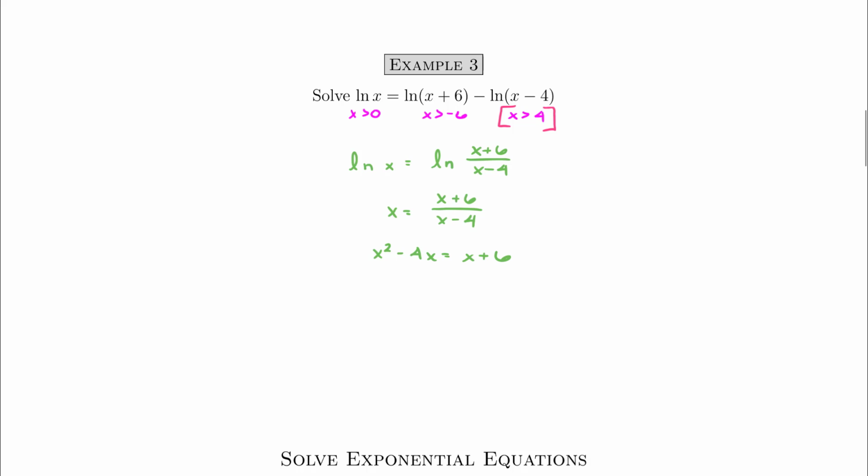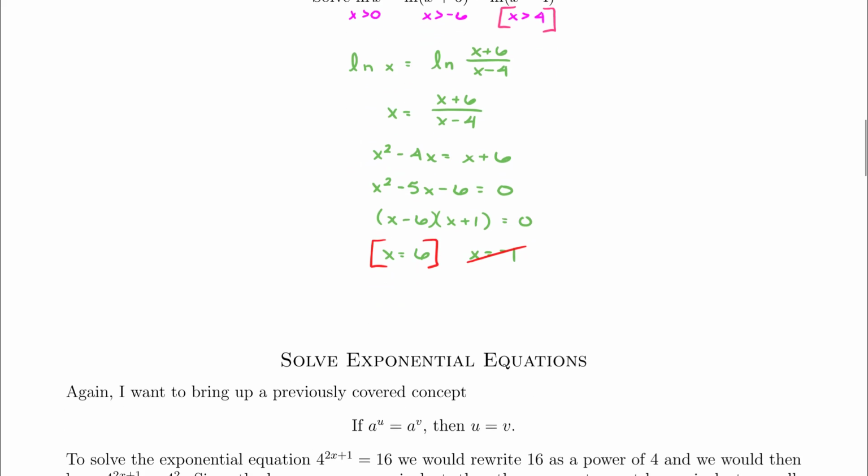And then we'll subtract everything from the right-hand side to write this out as a quadratic. And we can factor this as x minus 6, x plus 1. And we know the solutions are x equals 6, x equals negative 1. So let's compare these two solutions to our domain restriction. Our domain restriction is that x has to be greater than 4. So negative 1 does not work in this set. Only positive 6 will work.